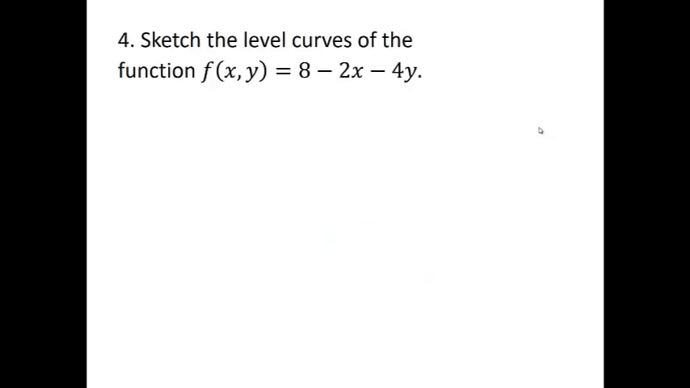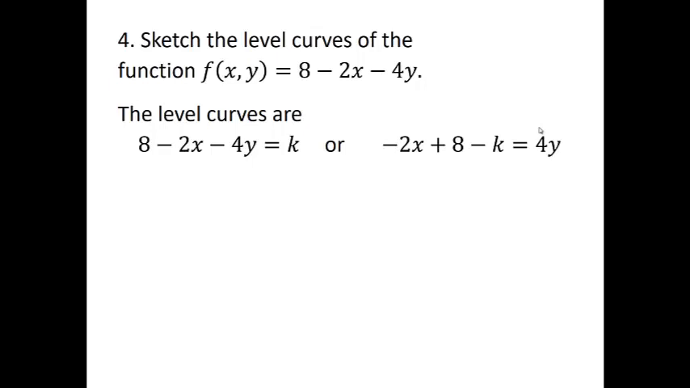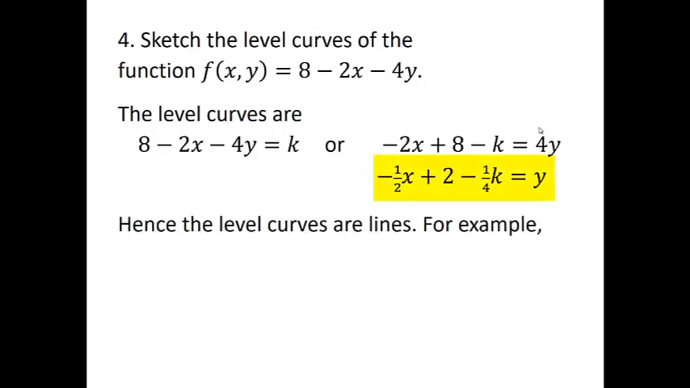So suppose we want to sketch the level curves of the function f of x, y equals 8 minus 2x minus 4y. So what we'll do is use our definition. So the level curves, we're going to take our equation, 8 minus 2x minus 4y, and set it equal to a constant k. Now if we rearrange that equation to solve for y, we get minus 2x plus 8 minus k equals 4y. And then I'm going to divide by 4. So negative a half x plus 2 minus a fourth k equals y. And so what we're looking at here are equations of lines. So this is telling us that our level curves are lines.